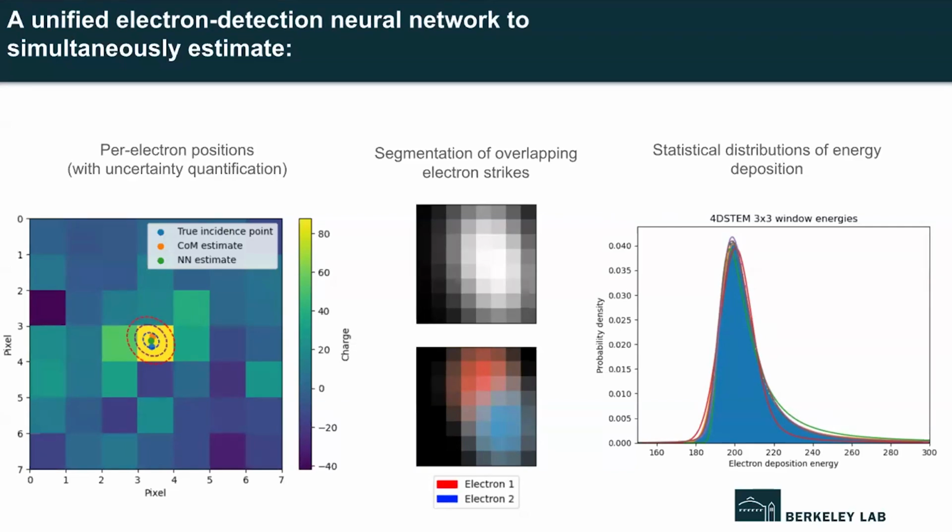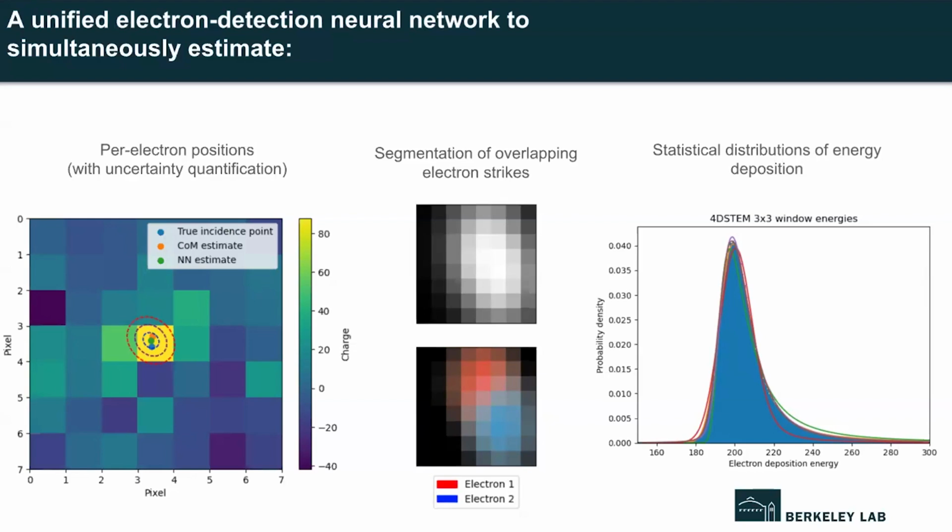And on the far right is another item that we're looking at, which is being able to estimate the statistical distribution of the energy deposition. We know what the energy deposition of each individual electron on the silicon wafer is going to look like from particle physics theory. It's going to follow a distribution like this, so we're able to estimate that from the data.